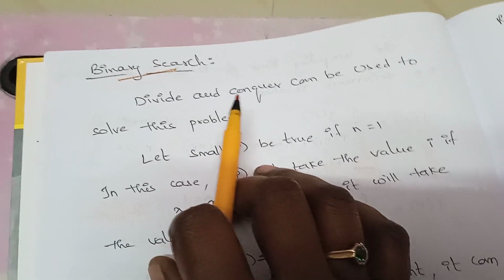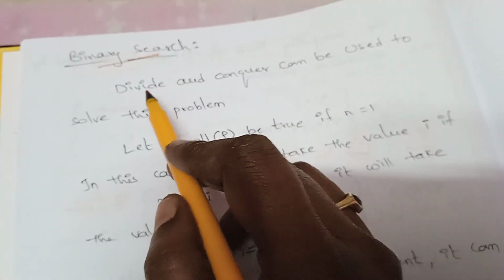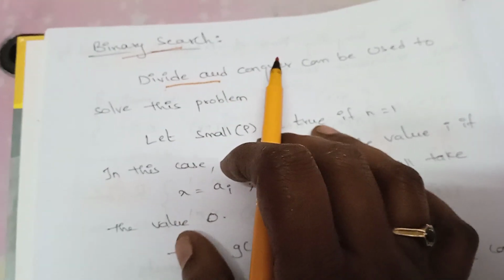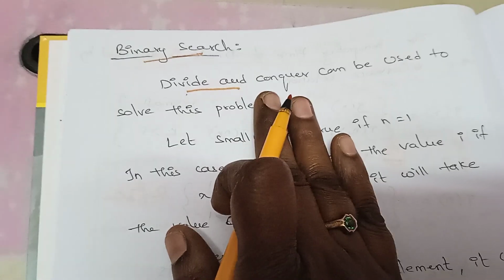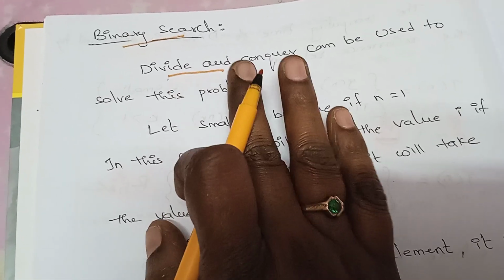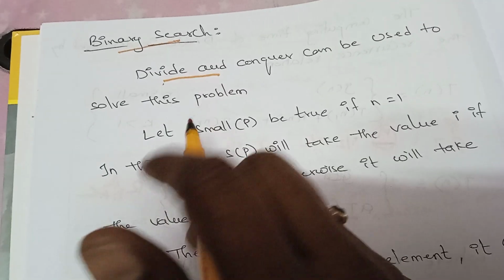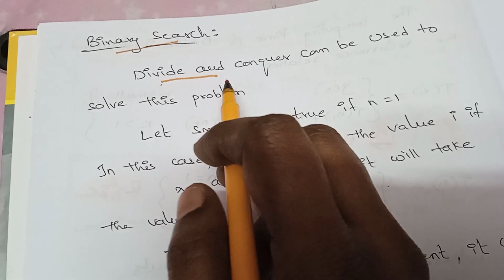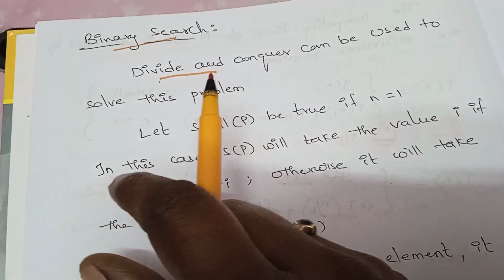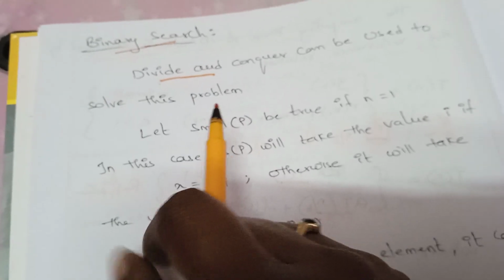Now let's begin. Divide and conquer can be used to solve this problem. As I told you, this is an application of divide and conquer. Now, what is divide and conquer? If you still have any doubt regarding divide and conquer, just watch the previous video, and with that you will have more clarity. Divide and conquer means if we have a big problem, that big problem will get divided into smaller pieces.